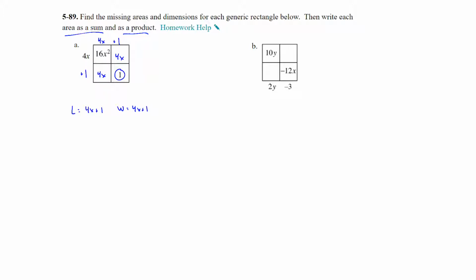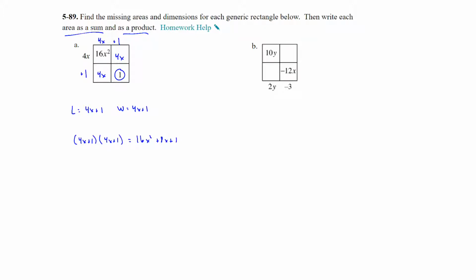And then we're going to write the area as a sum and product. So we'll do the product first, which is the length times the width. And this would actually be a square as well. Same length and width, and that's equal to 16x squared. We can add the 4x's to get 8x plus 1. And so that would be all the information we're looking for.